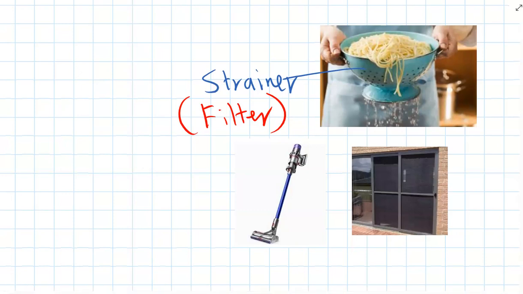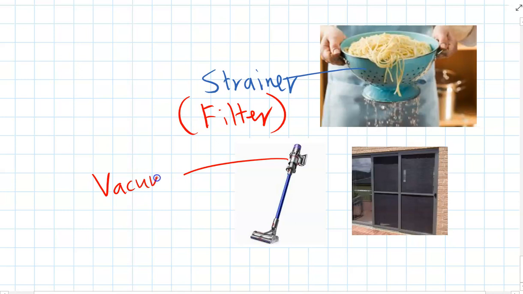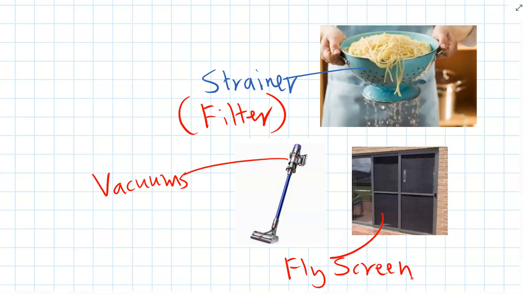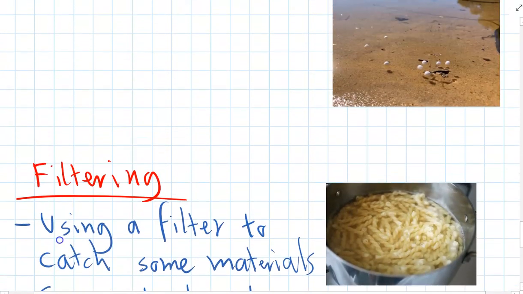Filters are in a lot of other places too though. There's filters in vacuums. They filter out the dust from the air. They're also on your doors and windows. Because a fly screen, it lets air through the holes, but it stops insects and dust, or big dust particles, coming inside. So a fly screen is a filter too. Okay, that's all the basic methods of how we can separate mixtures.